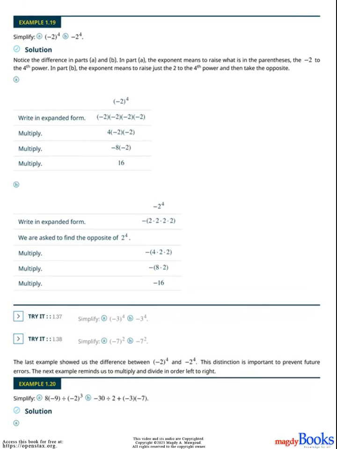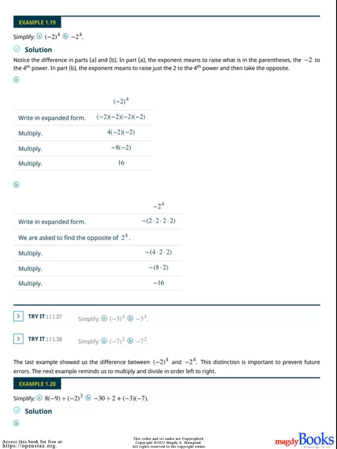Example 1.19. Simplify. A. Negative 2 in parentheses, to the fourth power. B. Negative 2 to the fourth power. Solution. Notice the difference in parts A and B. In part A, the exponent means to raise what is in the parentheses, the negative 2, to the fourth power. In part B, the exponent means to raise just the 2 to the fourth power and then take the opposite.